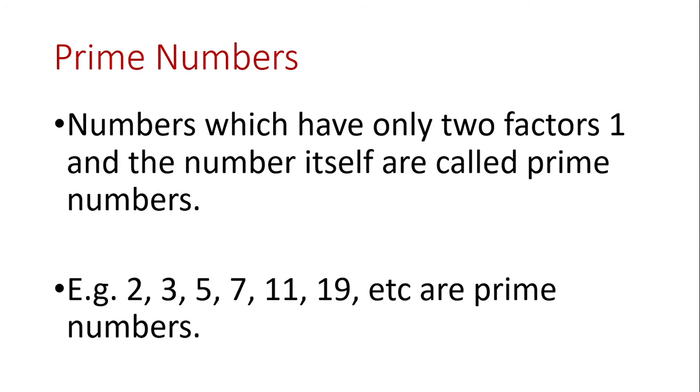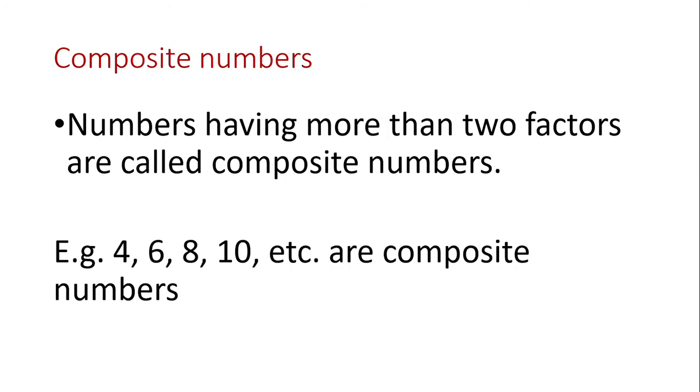Next some examples are 2. So 2 we cannot divide any further rather than 1 and the number itself. So it is a prime number. Now some more examples are 3, 5, 7, 11, 19, etc. are some prime numbers. Next are composite numbers.